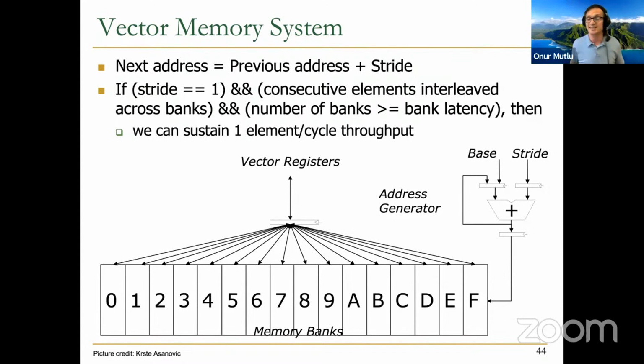So if your bank access latency is 11, in Cray 1, it was 11, they basically put 16 banks so that they could have enough banks to cover for the 11 cycle latency, right? Okay. So if your bank access latency is 33, how many banks do you need to have so that you sustain 1 element per cycle throughput? Any takers? Your bank access latency is 33.